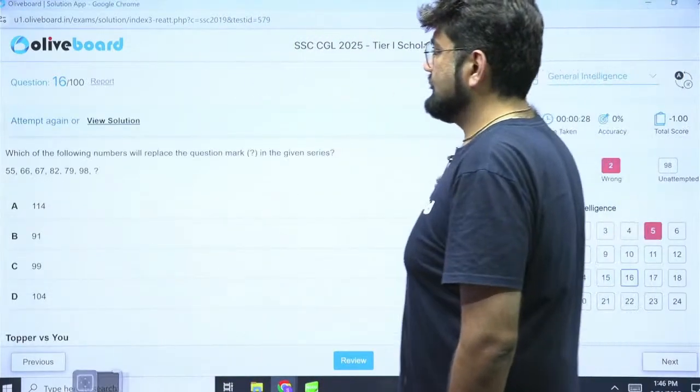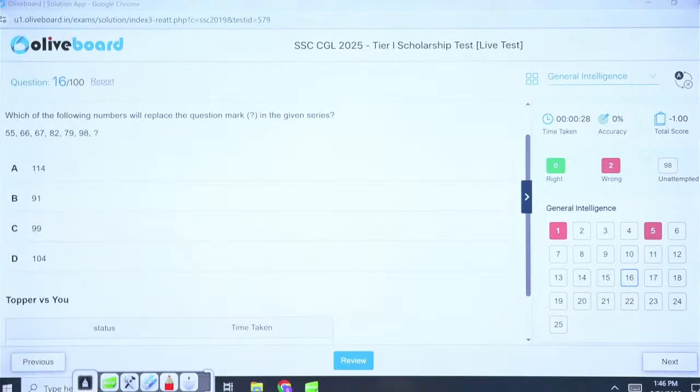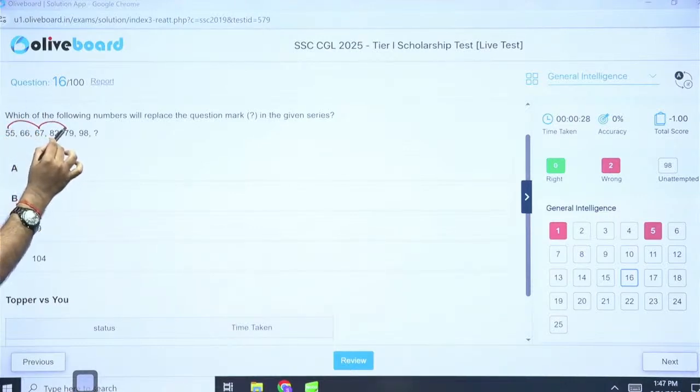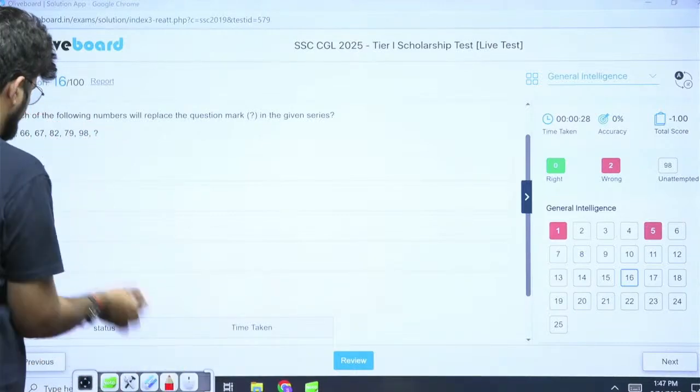Question number 16. Number series based. Now, if you observe this carefully, there is some anomaly in the difference. See, this is 11, then this is 1. Now here, does it make sense? 67 and 82. There is no sense. But if you alternate this, so 55 and 67 is 12. 67, 79 is 12 again. 79 plus 12 can give you your answer, which is 91 plus 12. Similarly, just to check it, 66 and 82. So this is 16. 82 and 98, this is 16 again. So this is an alternate series and this gives you 91 as the correct answer.